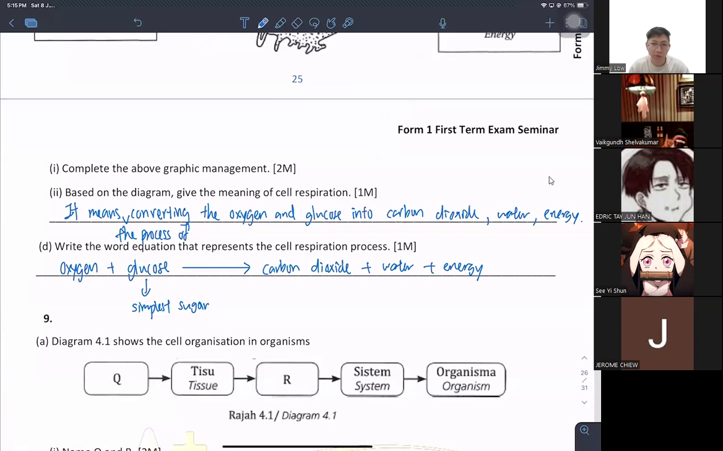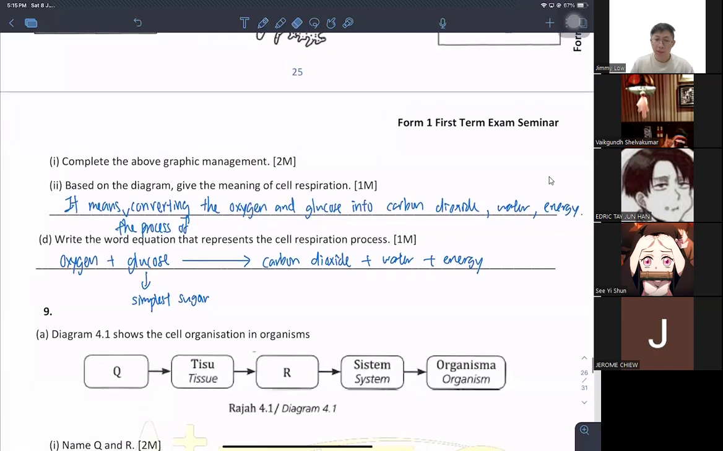Actually, I know some of you are quite good in science. As you know, CO2 is carbon dioxide, H2O is water. But don't write it down like that in your word equation process. You write everything in terms of their name, their actual name, not their short name.